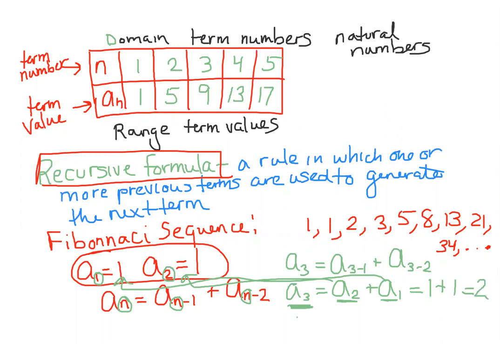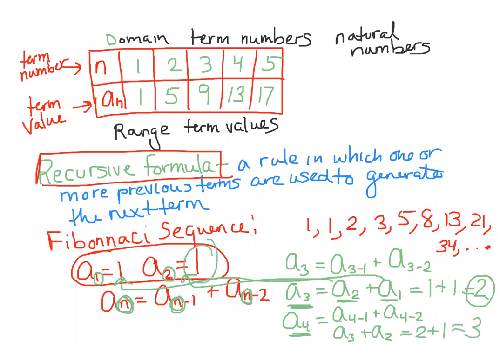And if we wanted to find the fourth term, then we would put 4s in for all these n's, and we would get A4 minus 1 plus A4 minus 2. What is 4 minus 1? 3. What's 4 minus 2? 2. So the fourth term is the third term plus the second term. What is the third term? 2. What is the second term? 1. So the fourth term is 3.